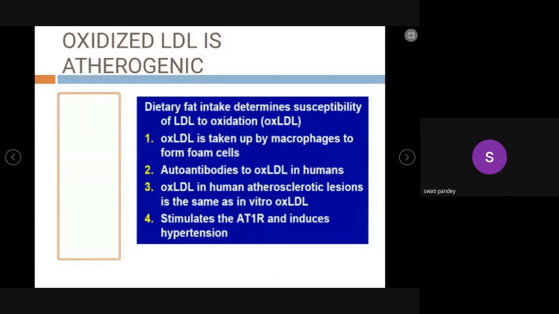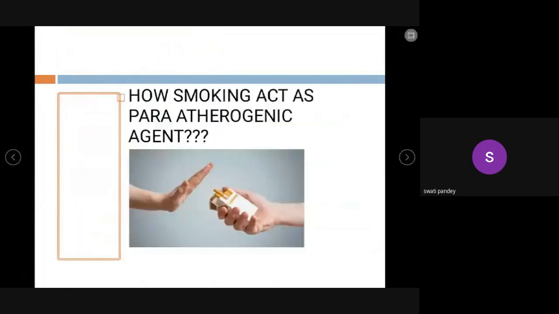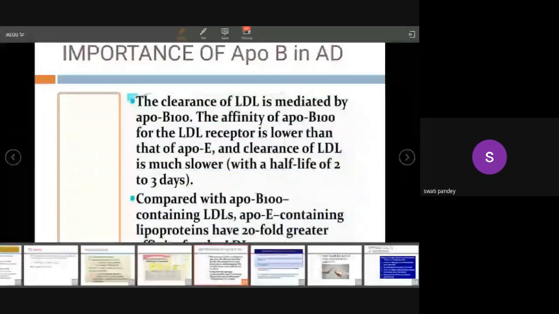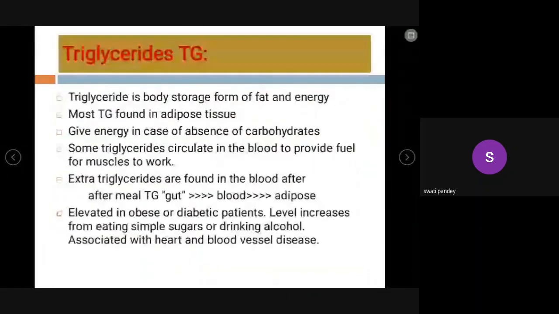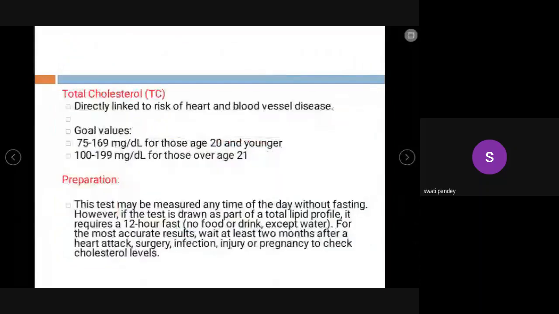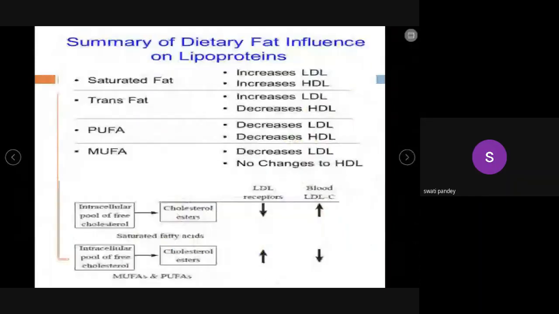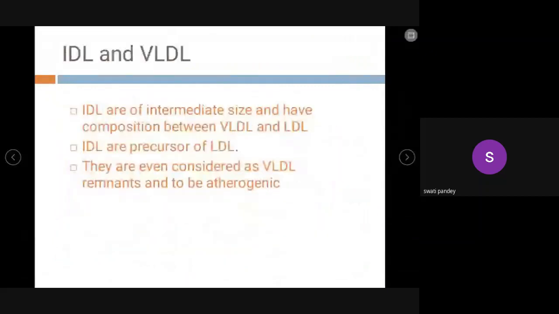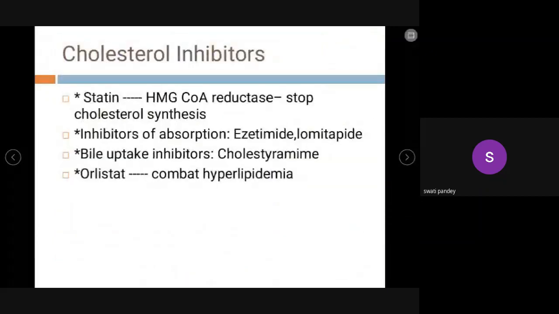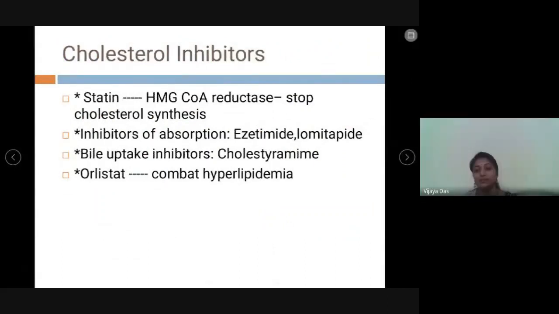Yes, sir. My question is from the drug slide, in which the ma'am talked about the drugs. The fourth one was the bile uptake inhibitor. But what happened to the excess bile when it was not taken up by the liver? It will be excreted. But excess bile is produced, in fact.